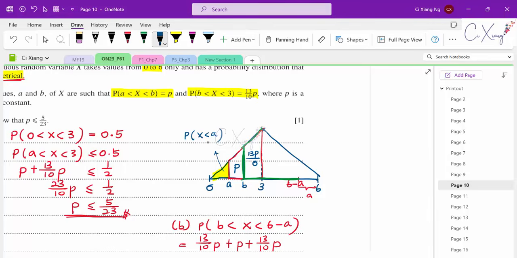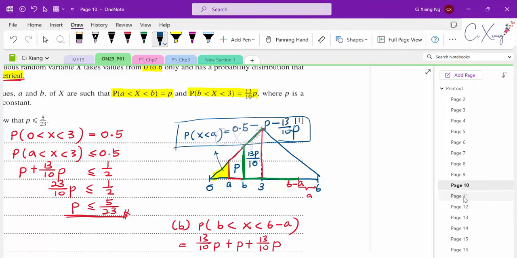So how to get the probability for this part? To get the probability for X smaller than A, the highlighted area here, it should be 0.5 minus P minus 13 over 10P. Agree or not? That means you are taking half of the area under the graph minus P minus 13P over 10, then you are getting the yellow highlighted area here. So I will start my step by using this particular equation.